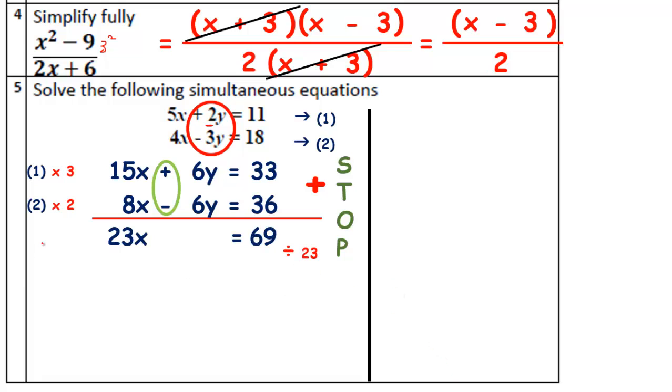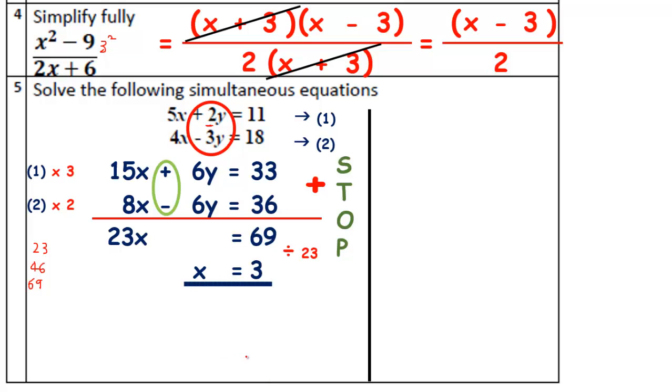Now, you might not be sure about that, so write down your 23 times table. So 23, another lot of 23 is going to be 46. If I add on another 23, I'm going to get 69. Actually, that's 3 of them. So 69 divided by 23 is 3.